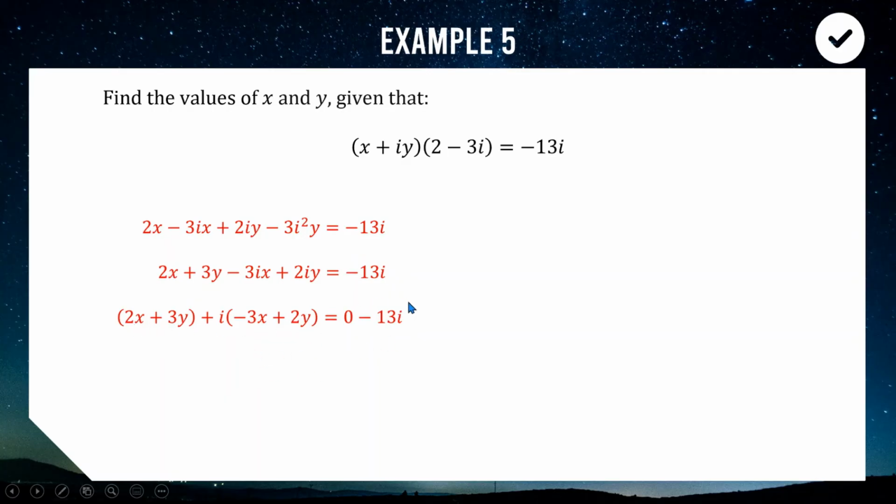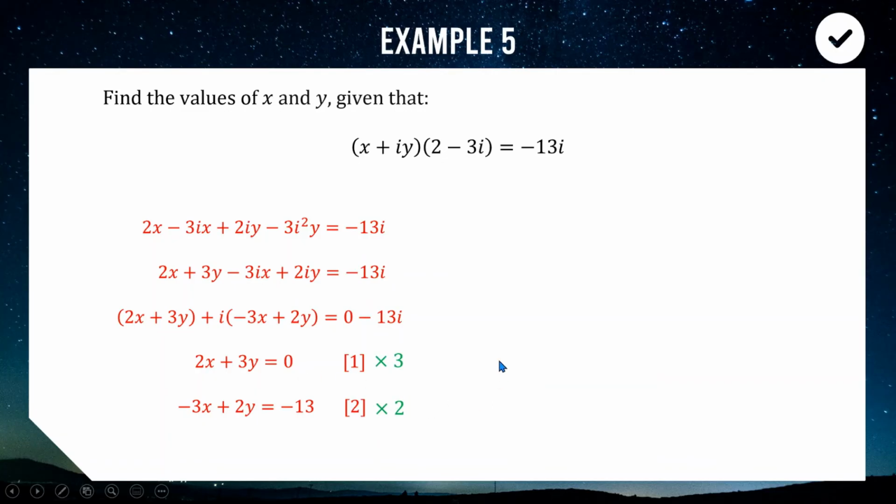So from this third line, we can extrapolate some equations and say, well, 2x plus 3y has got to be the real part of the other side, which is the 0. And the minus 3x plus 2y has got to be the imaginary part of the right-hand side, so this part must be minus 13. So equation 1 is the real parts equal to each other, and equation 2 is the imaginary parts equal to each other. Now remember, we're trying to find x and y, so we've broken this problem down into a pair of simultaneous equations that we are going to solve.